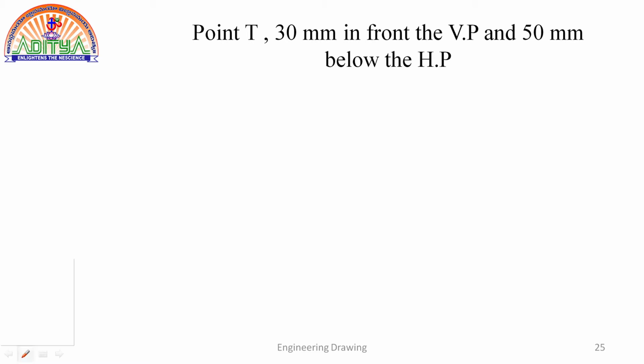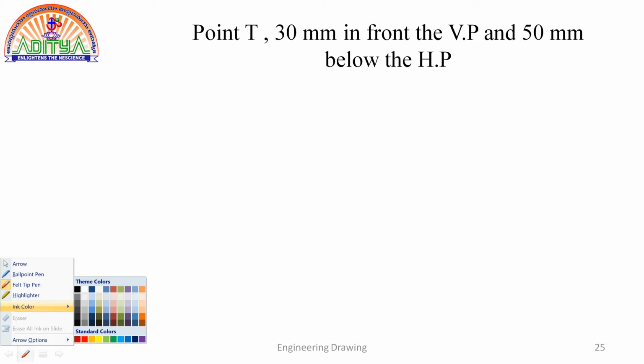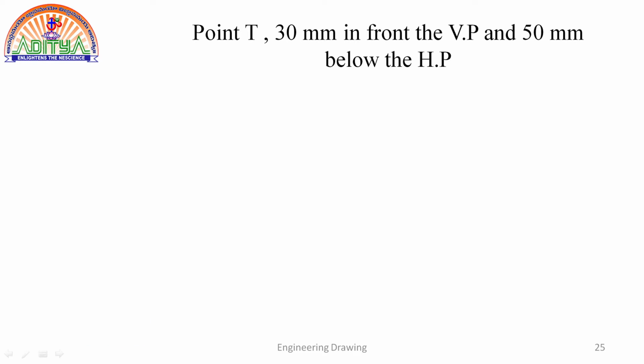Now we will draw a rough image of it. We will solve the question. See, as it is the fourth quadrant, horizontal plane, vertical plane, point T which is 50 mm below HP and 30 mm in front of VP. Now what we have to do? Now we have to see where the front view and top view will be projected.